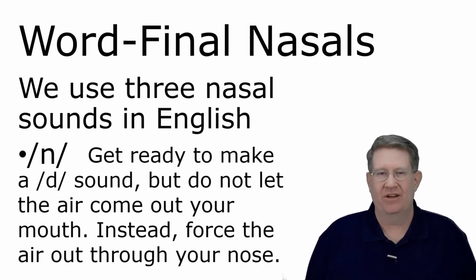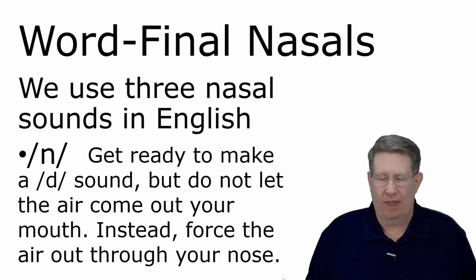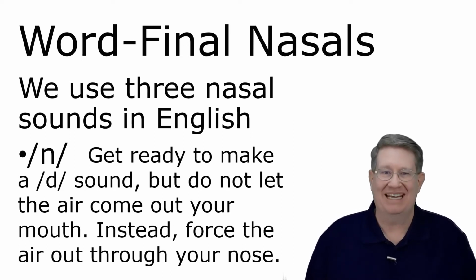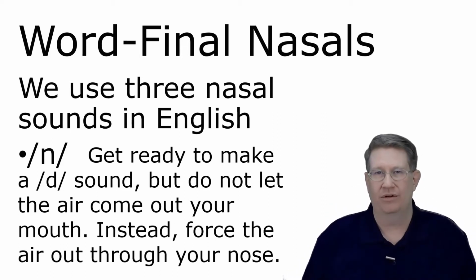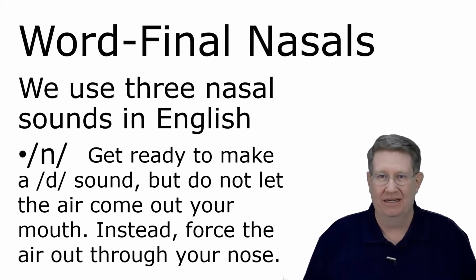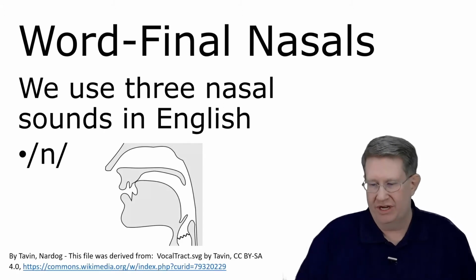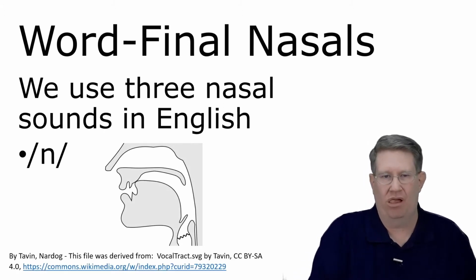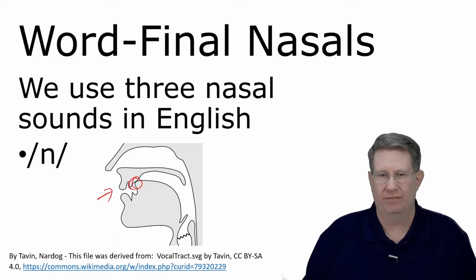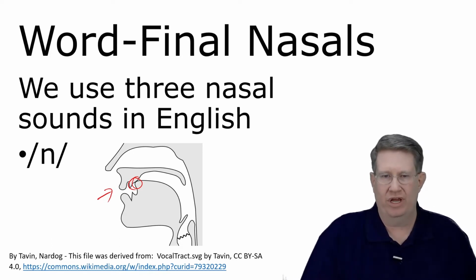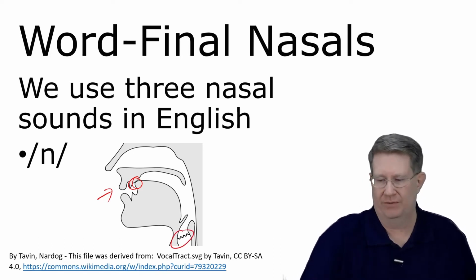Now, here's how you make this sound. You get ready to make a d sound, but do not let the air come out of your mouth. Instead, force the air up and out through your nose. Okay. The next one. Oh, sorry, we'll take a look at this. So again, we can see our lips are open, but the tongue is up above and behind the teeth. The alveolar ridge is what that's called. And again, we are using our voice. Okay?